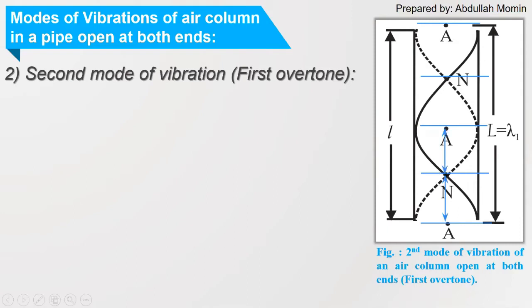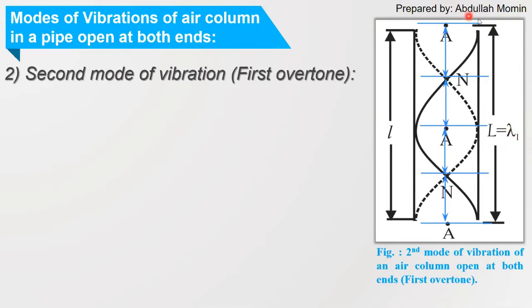This section of node and adjacent antinode is also lambda by 4. This section of node and adjacent antinode is also lambda by 4. And this section of node and antinode is also lambda by 4. So in total we are getting 4 sections of lambda by 4. After adding all these sections, it becomes 4 lambda by 4, and 4 lambda by 4 can be written as lambda.